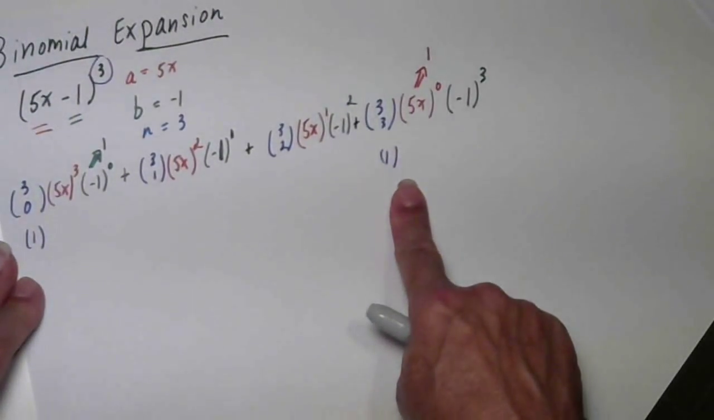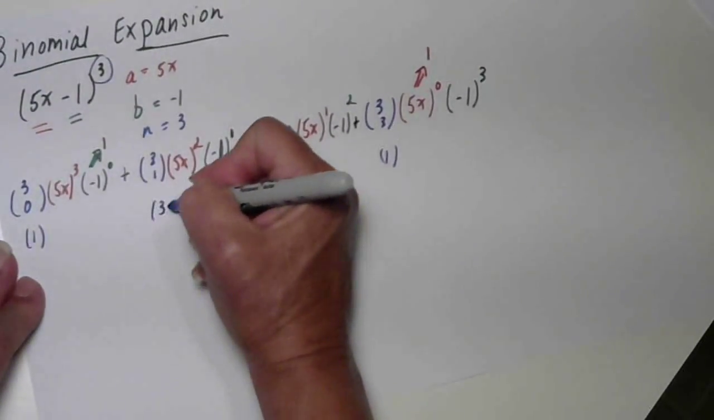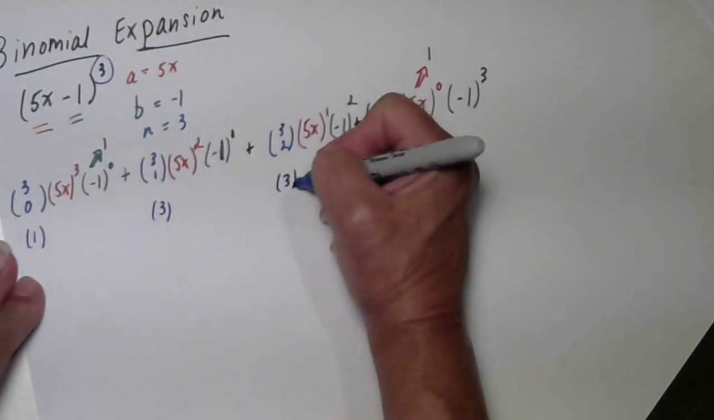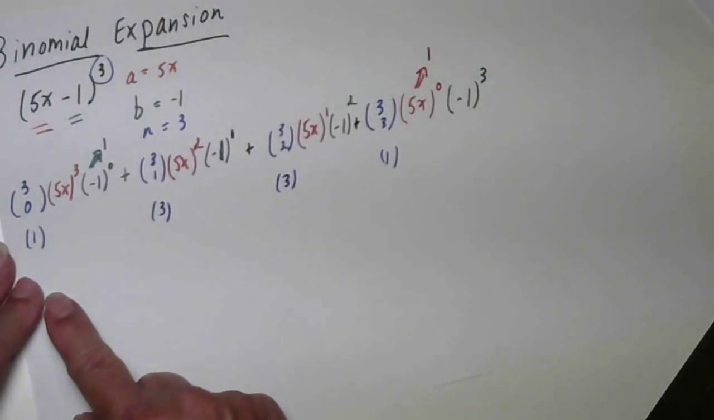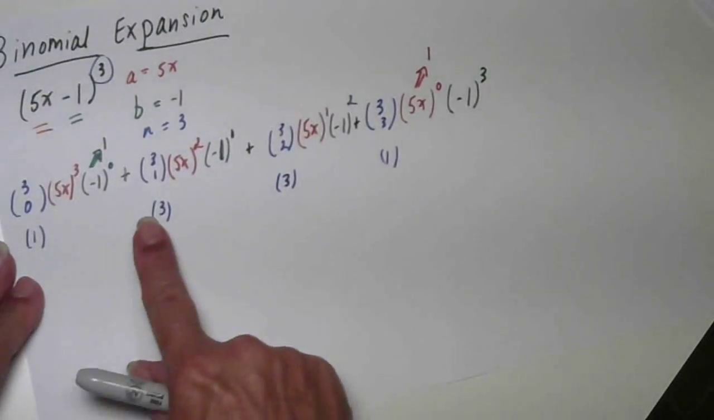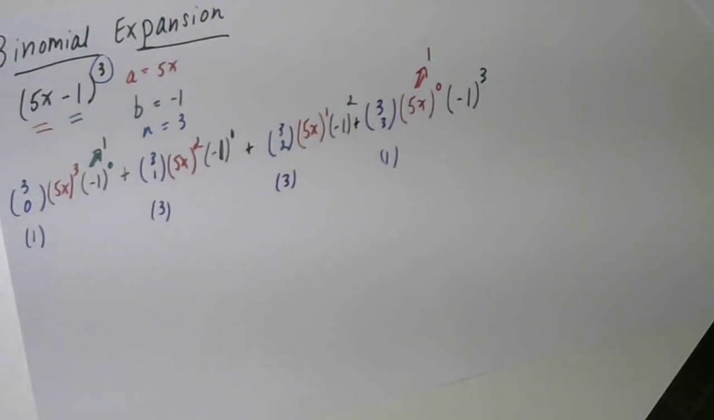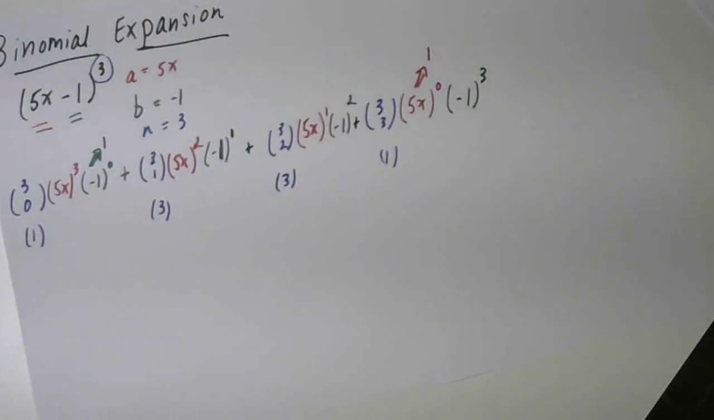Now here, this coefficient is going to be 3, and this coefficient is going to be 3. So our coefficients are 1, 3, 3, 1. And as I said, I know them from Pascal's triangle. If you need more help on that, you can see me or see another video on that. So there's our coefficients. Now we need to start evaluating our A and B terms.